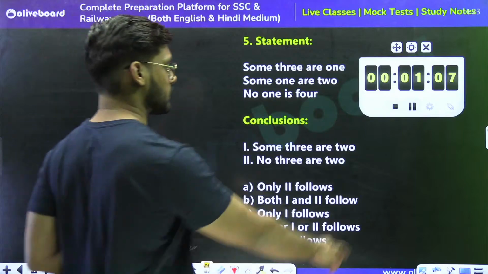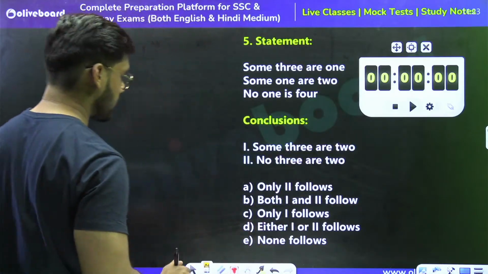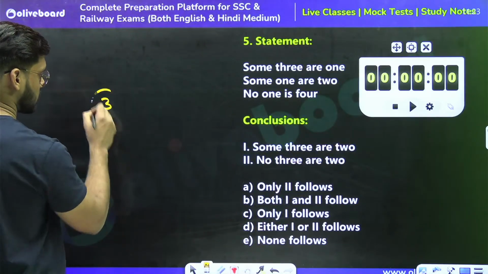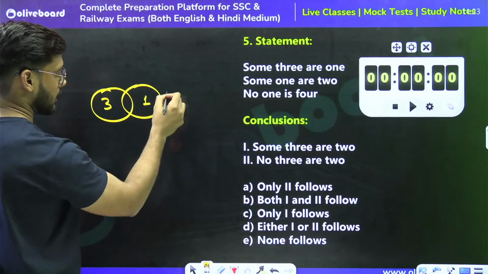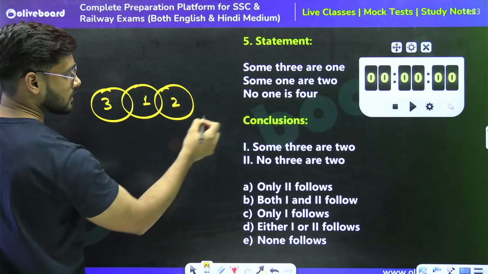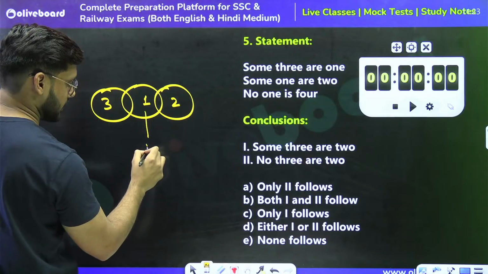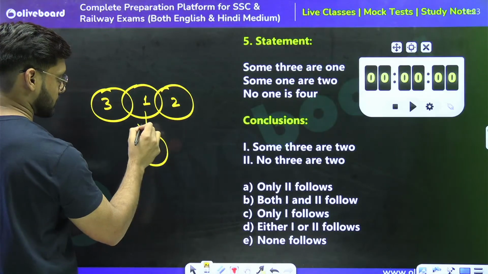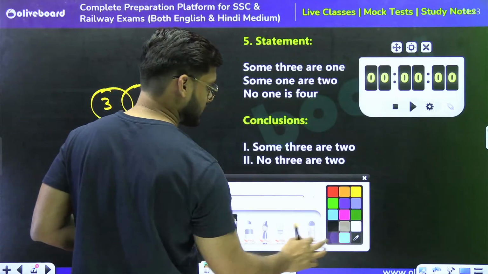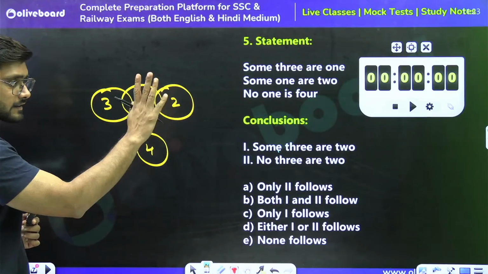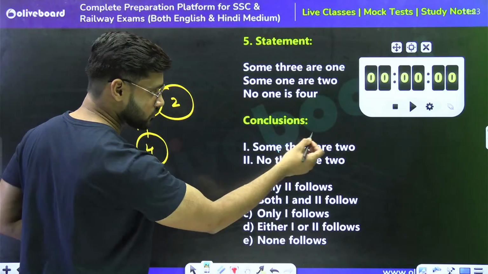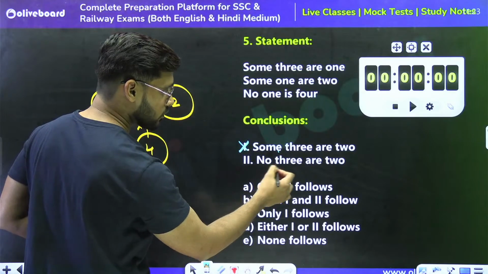Okay, let's see the answer for this one. Some 3 are 1, some 1 are 2, no 1 is 4. So 1 is not having any relation with 4. Conclusions are saying some 3 are 2. Can we see any relation between 3 and 2? There is nothing given. So we cannot say that some 3 are 2 or not. So the first is wrong.